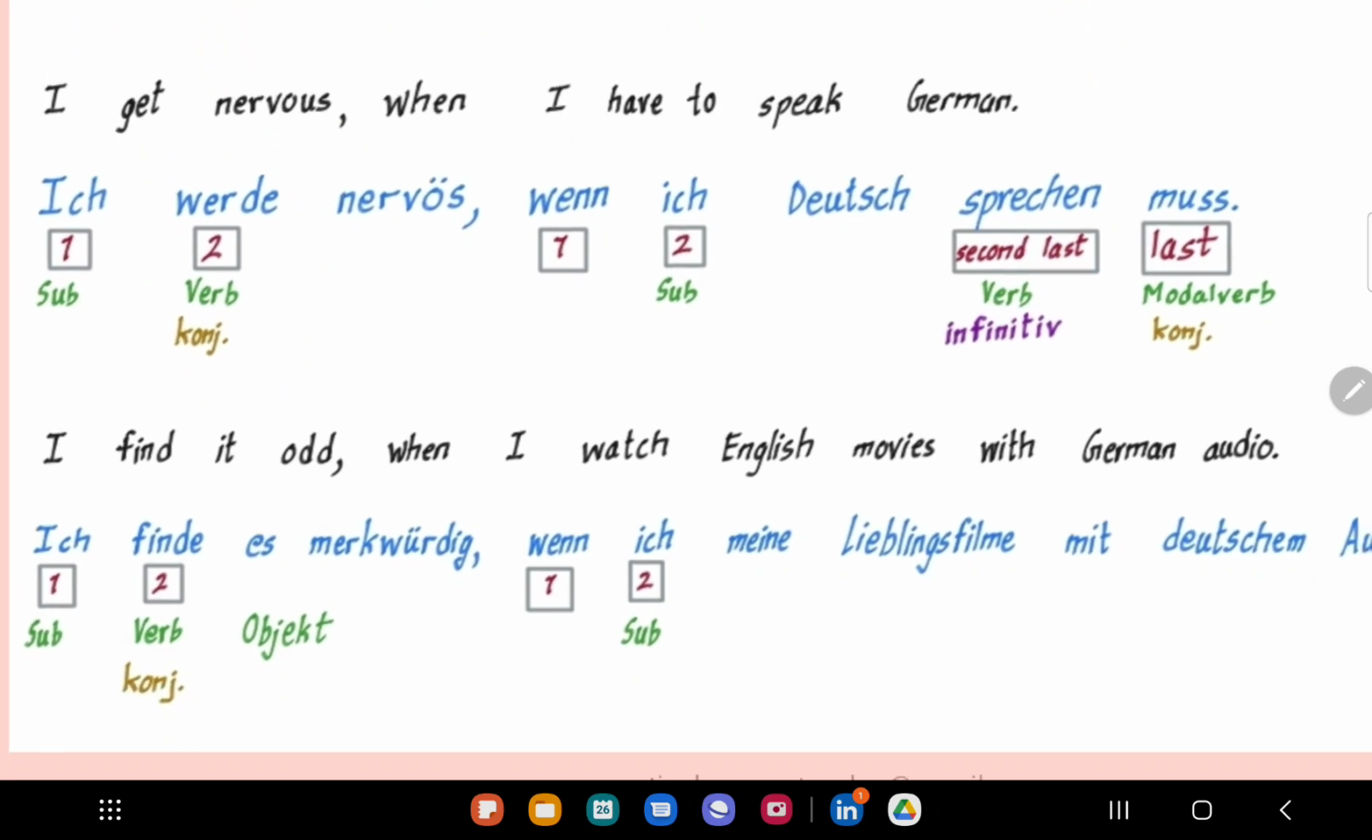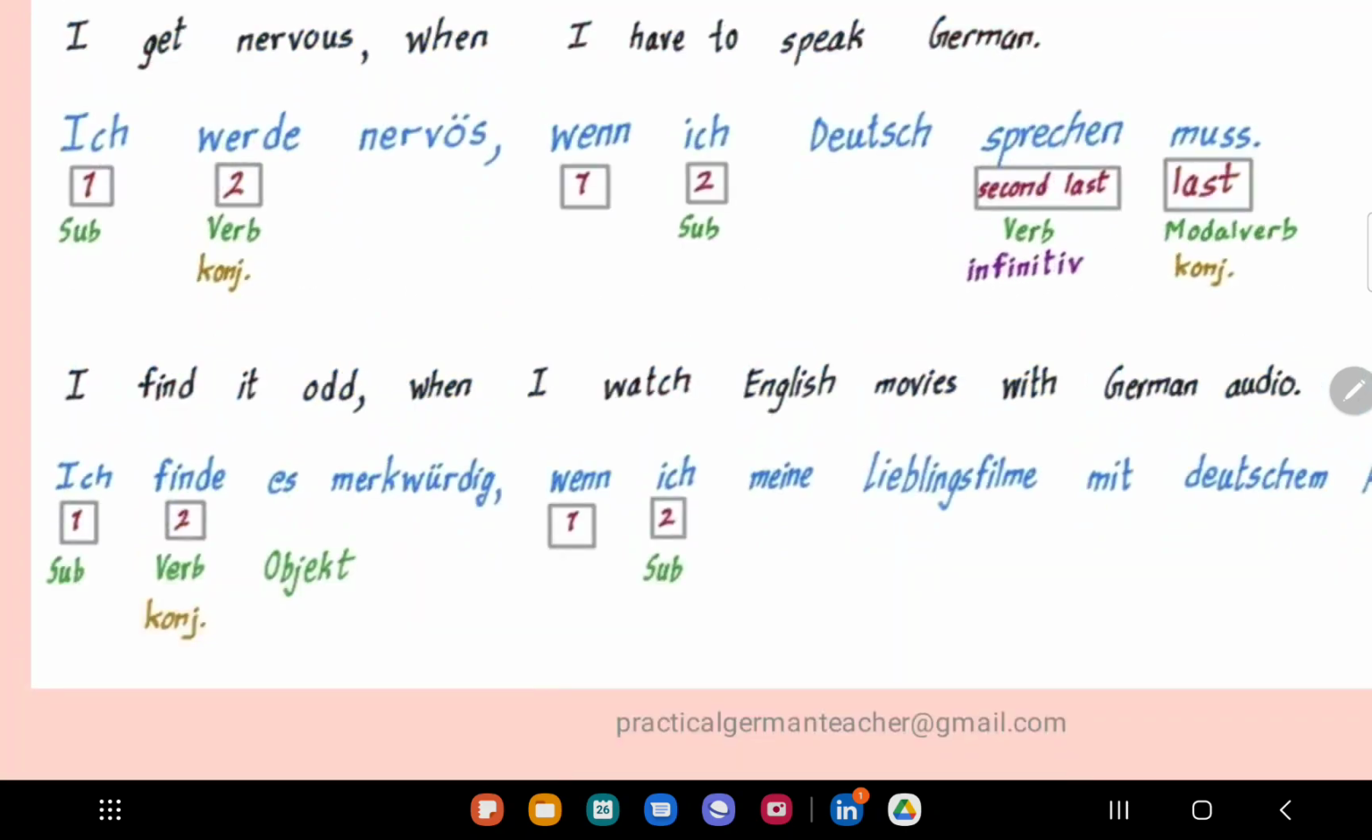All right, let's look at the next example. I find it odd, ich finde es merkwürdig. Finden conjugated for ich becomes ich finde. So it is ich finde, du findest, er, sie findet, ihr findet, everything else finden.